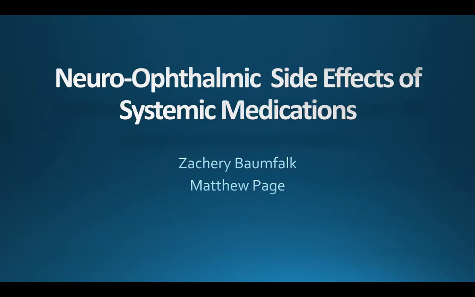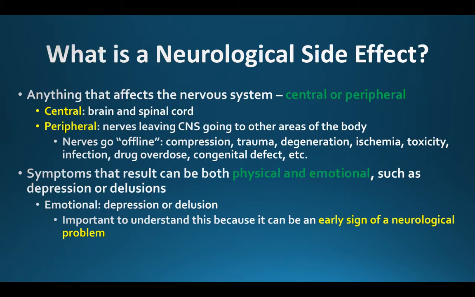This is over the neuro-ophthalmic side effects of systemic medications. So what is a neurological side effect? Anything that affects the nervous system, whether central or peripheral, can result in a neuro side effect.